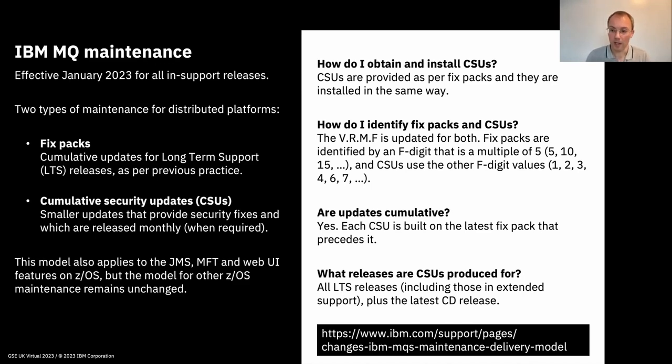So if we're on fix pack 5 and then we want to release a security update, that will become essentially what would have been previously fix pack 6, but it's now just a security update, which is just a smaller revision on top of the fix pack with just a few security enhancements. The next one would then be number 7, number 8. If we then wanted to release a fix pack, we would skip 9 and move straight to 10, so that it's always a multiple of 5, so that you know what you're installing.